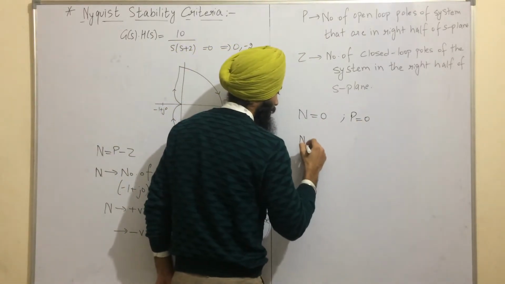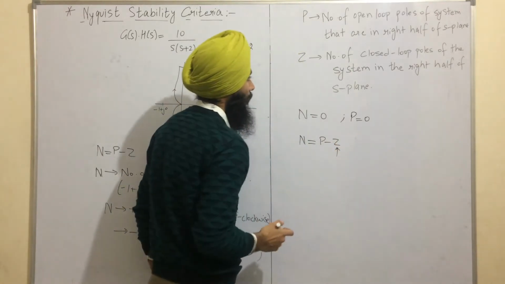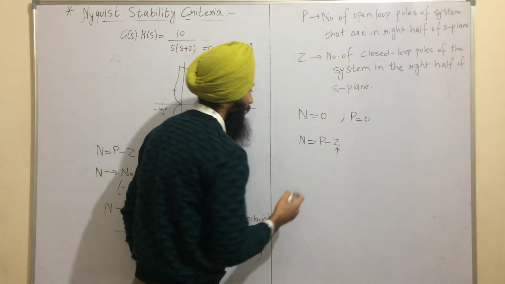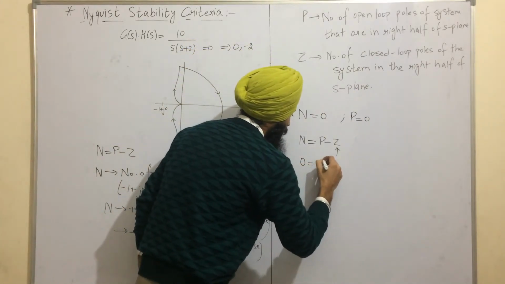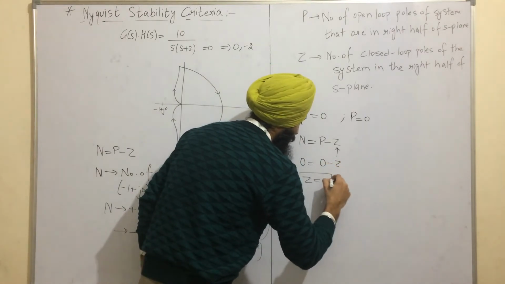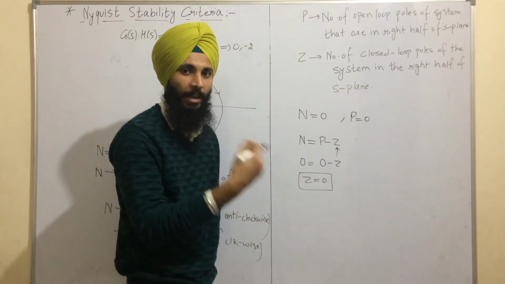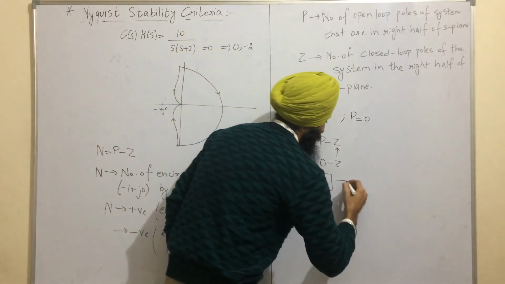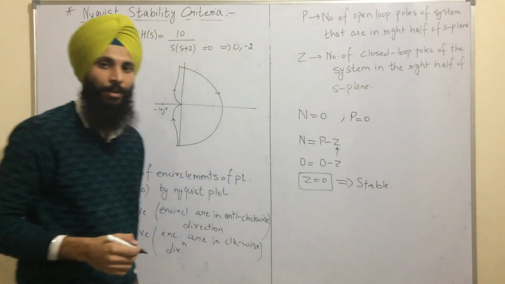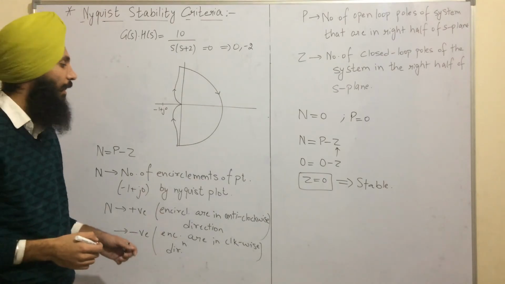Now by using the formula N is equal to P minus Z, we can find the value of Z, which is the number of closed loop poles of the system in the right half of S plane. So value of N is equal to 0, P is also equal to 0, and this way we calculate the value of Z, which is also equal to 0. So there is no closed loop pole in the right half of S plane, which means the system is stable. So this way we find the stability of the system by using the Nyquist stability criteria.